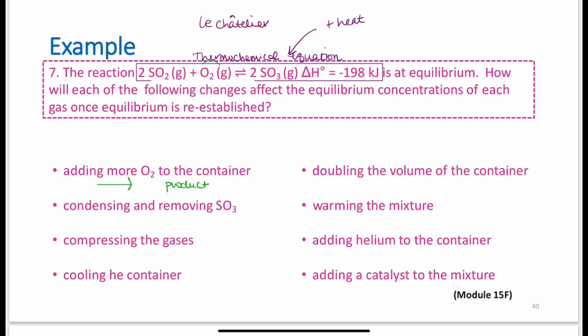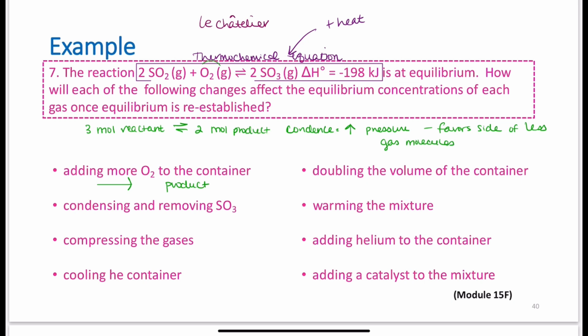What if I condense the system and remove the SO3? Hmm, okay, doing a few things here. So condensing means increased pressure, which favors the side of fewer gas molecules. I look, I have 3 moles of reactant in equilibrium with 2 moles of product. So condensing it alone is going to favor product formation, but I'm also going to remove that SO3. So I'm going to remove the product.